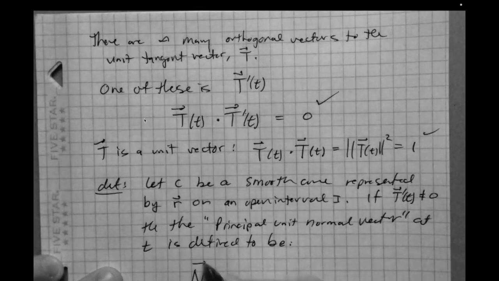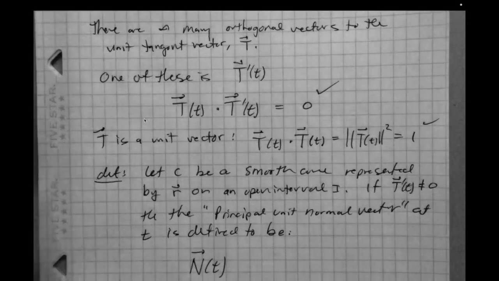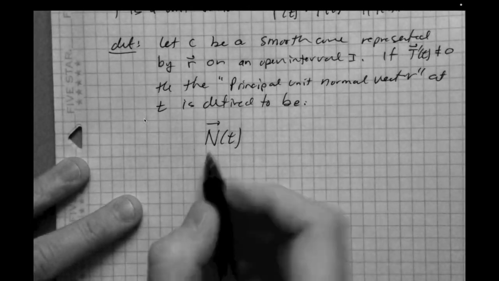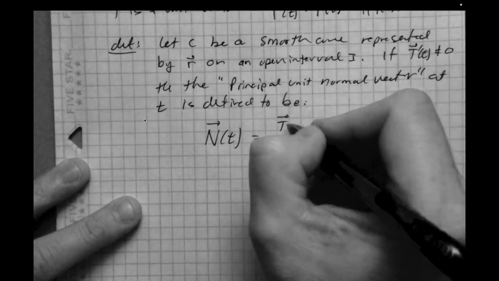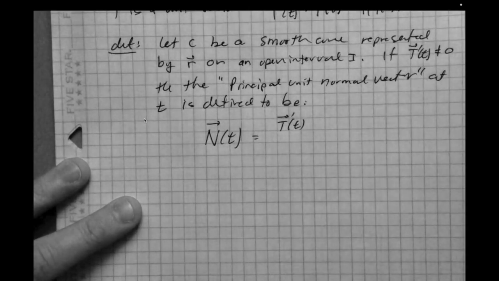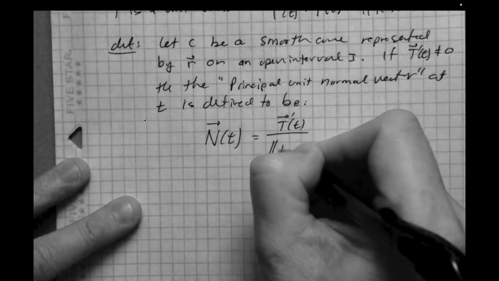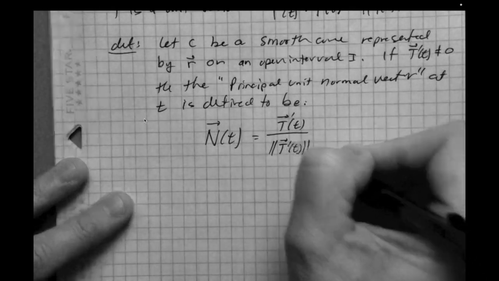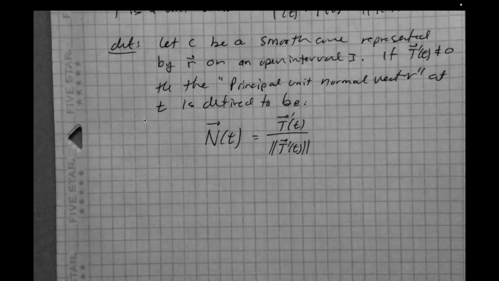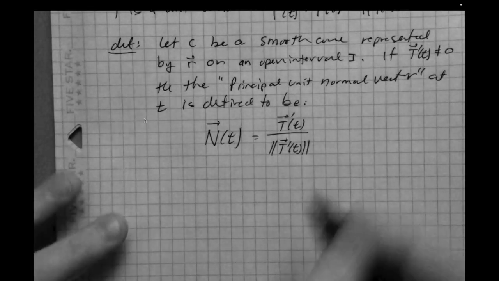and we usually use a big N for this because it's the principal normal vector. So it's just going to be equal to the derivative of the unit tangent vector divided by its norm. Kind of like how we got to the unit tangent vector by dividing the derivative of the vector valued function by its norm, we get to the principal unit normal vector by dividing the derivative of the unit tangent vector by its norm. And so that's that.